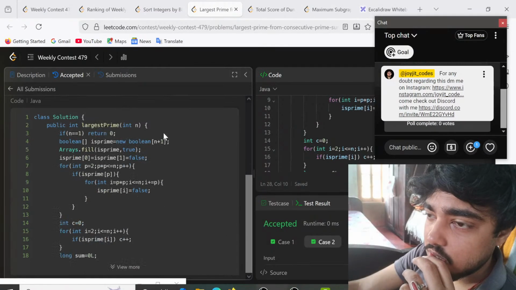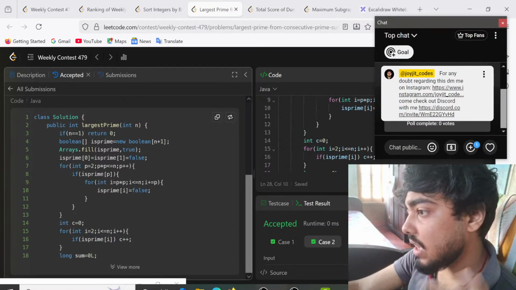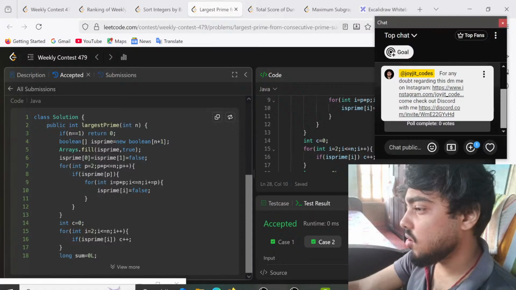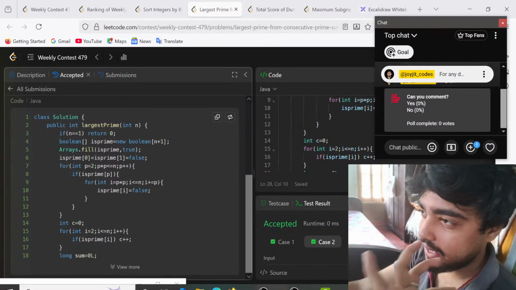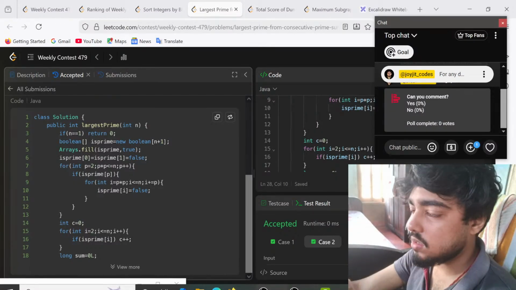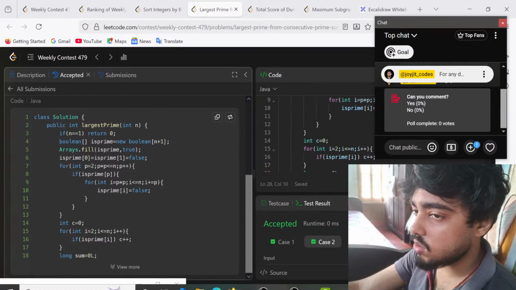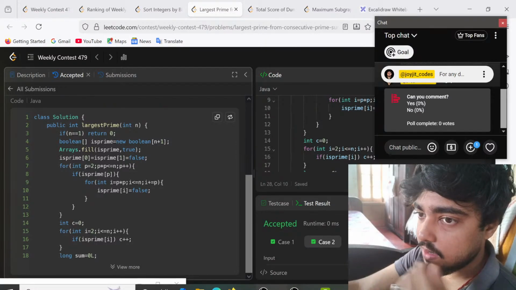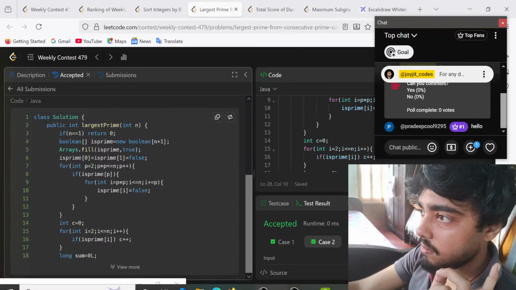So look how the code looks like. You have to find the largest prime. So if n is equal to 1, return 0. You know that we don't need to do anything because 1 is not a prime number. So n is equal to 1, return 0. We're done with it.